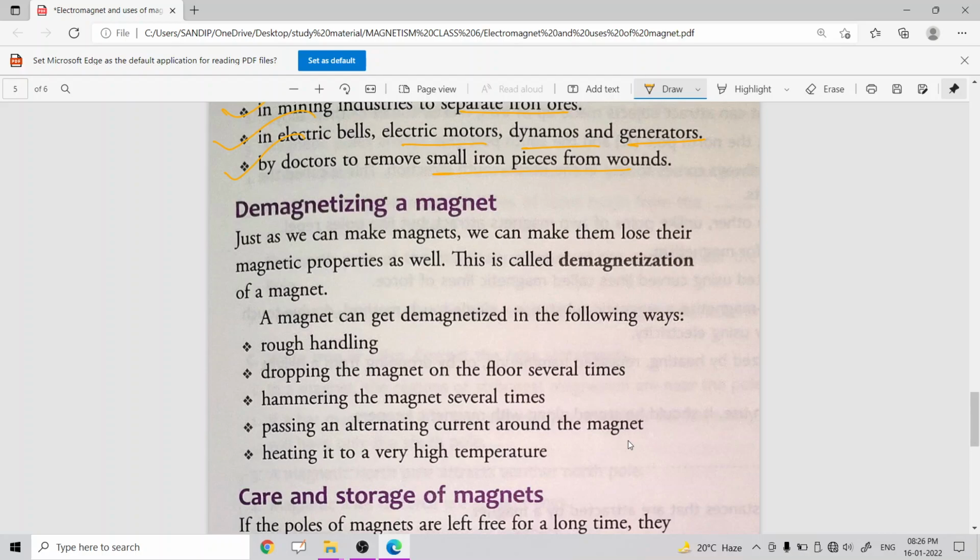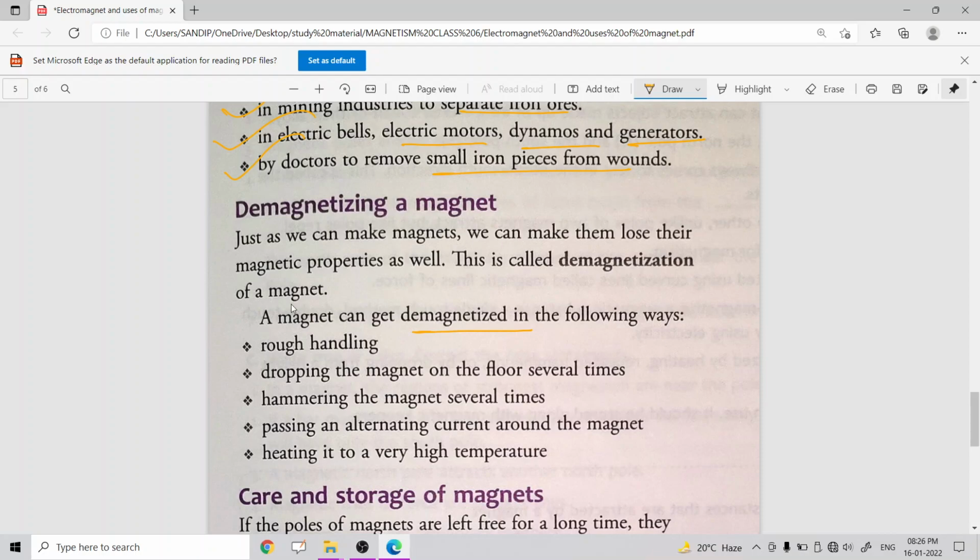Now we have to know about the magnetizing methods, and also about demagnetizing of a magnet. These are the demagnetization methods. A magnet can easily get demagnetized in the following ways. In these methods we can make them lose their magnetic property.